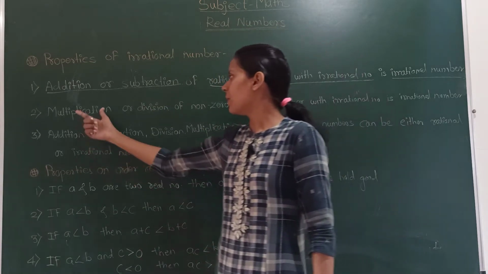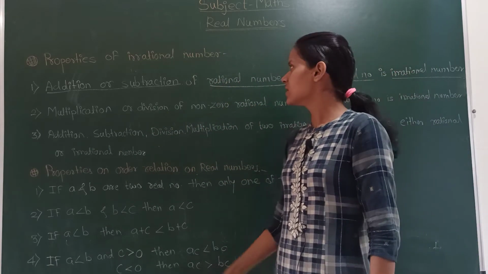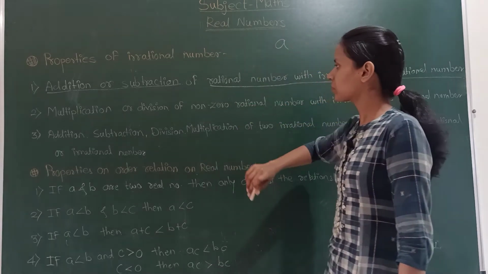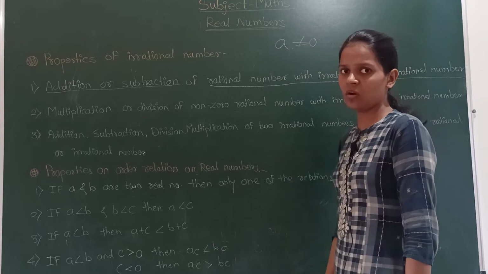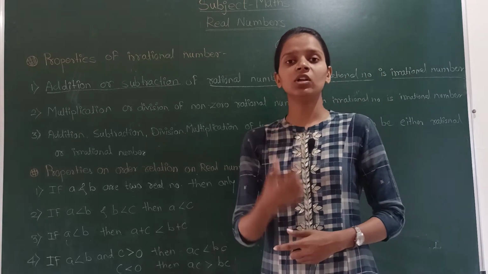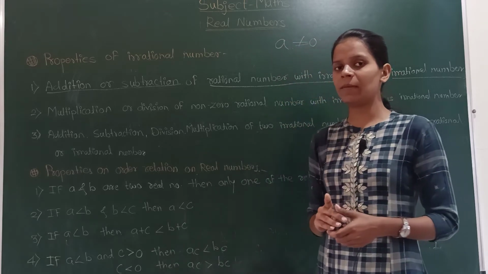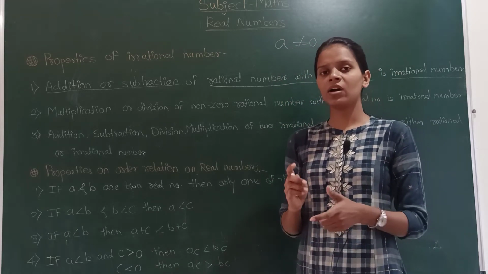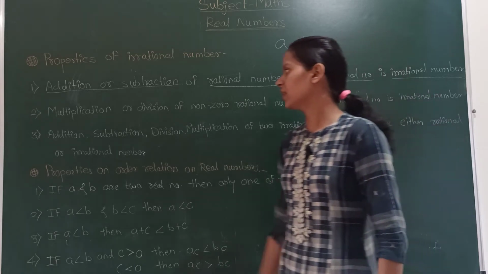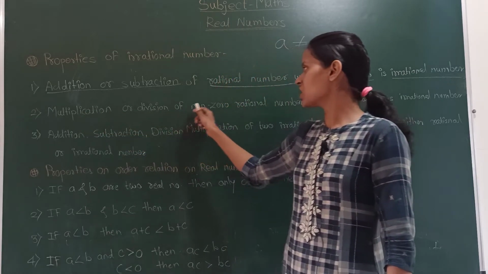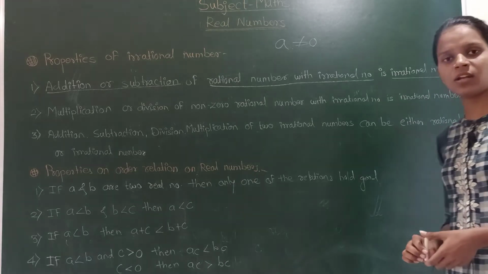Second property is multiplication or division of non-zero. The meaning of non-zero: suppose a is the rational number, then it will not be equal to 0. Okay? The number which is not equal to 0 is known as non-zero number. Keep in mind, I have already told the meaning of non-zero. The value of number which is not equal to 0 is called non-zero numbers. Okay? See, second, multiplication and division of non-zero rational number with irrational number is irrational number.